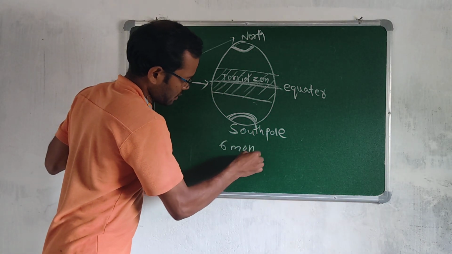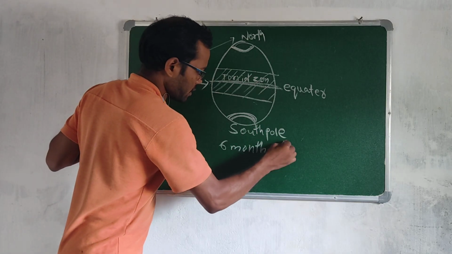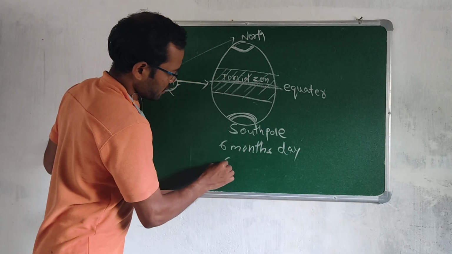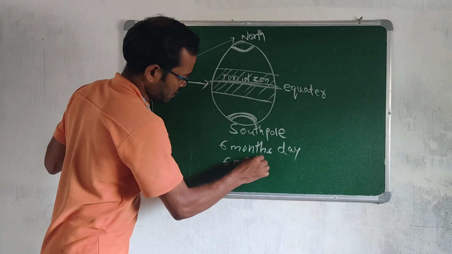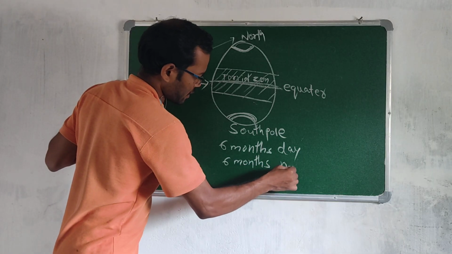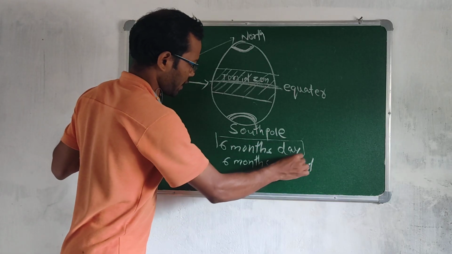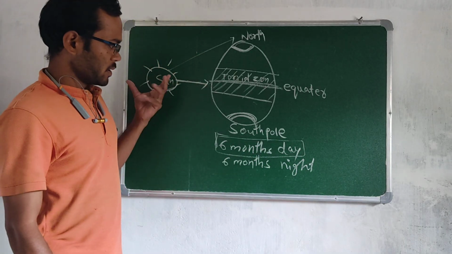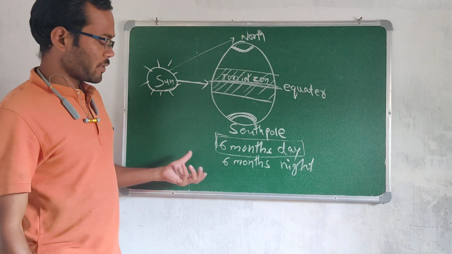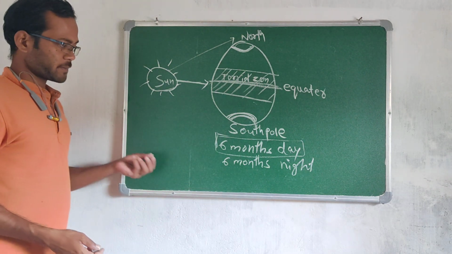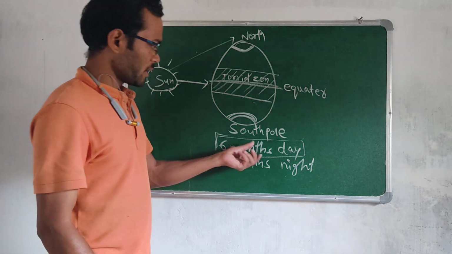6 months is day, and 6 months is night. So we have to choose this 6 months time when there is only day, not night. We do not feel this night time, we only feel the daytime.